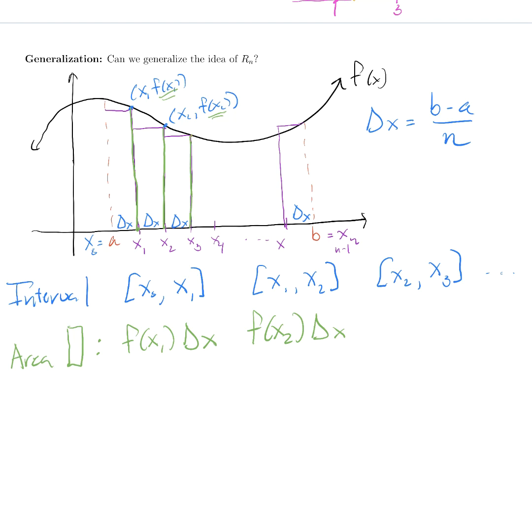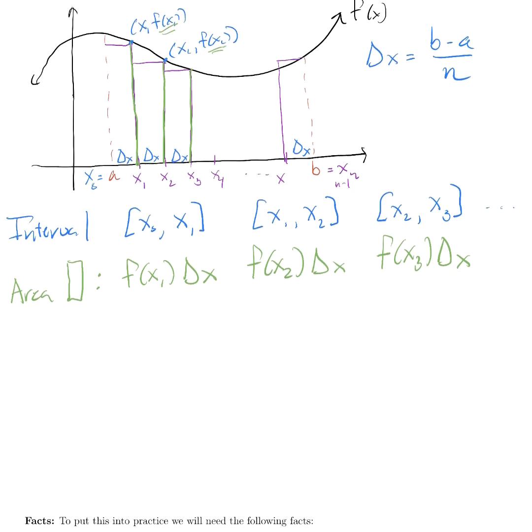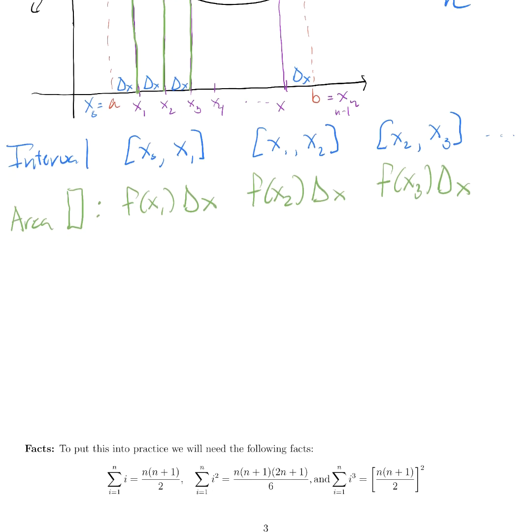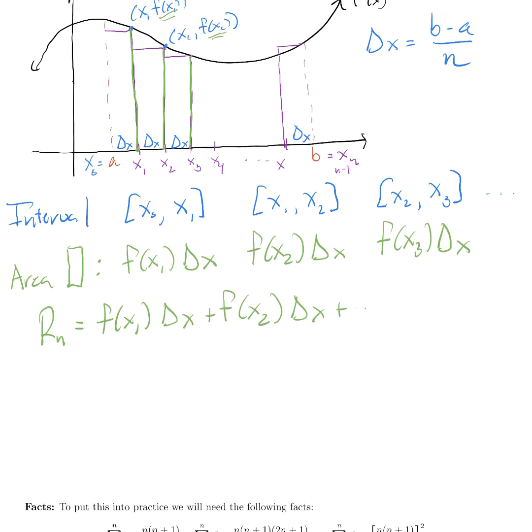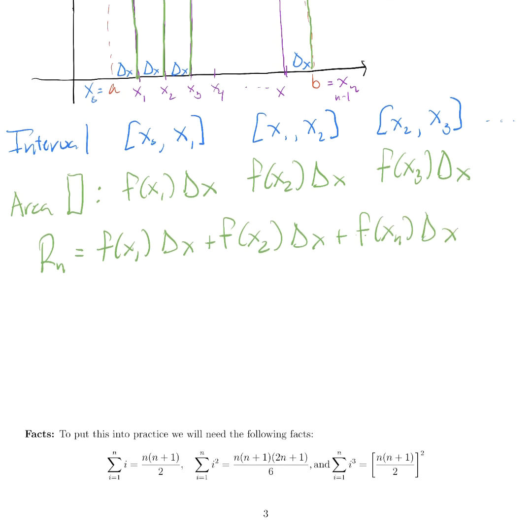Output of that function is f of x3 times delta x. Okay, well now I can actually write down Rn. Rn looks like f of x1 times delta x plus f of x2 times delta x plus, we're going to keep playing this game until we get to this last interval, which is f of xn times delta x. Okay, that's not so bad.